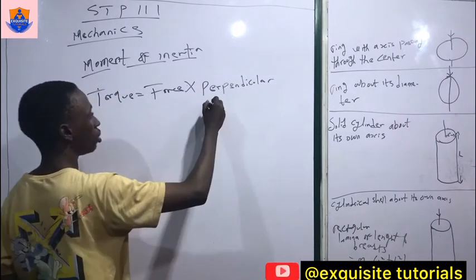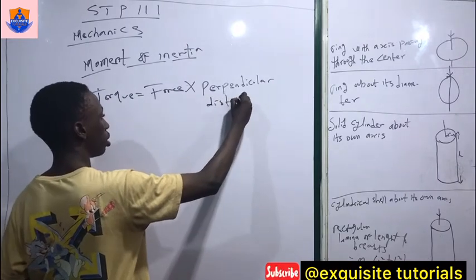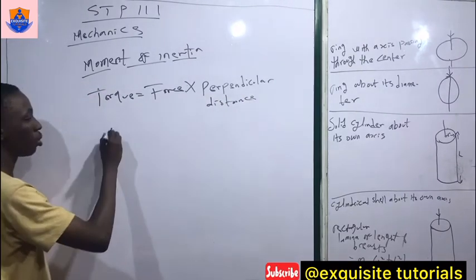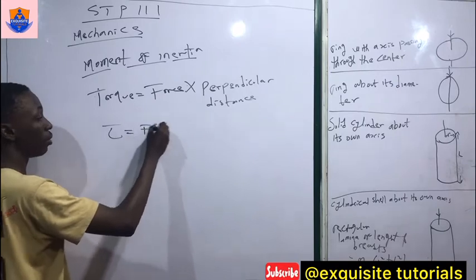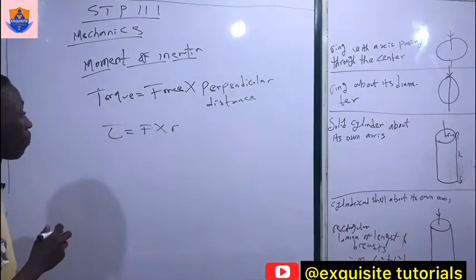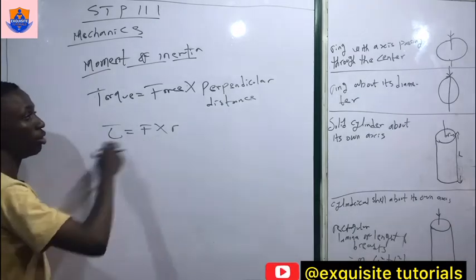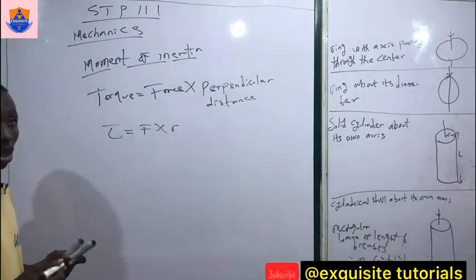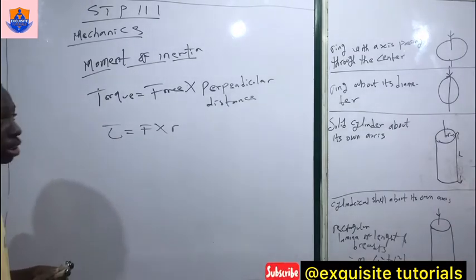Torque is equal to force times perpendicular distance. So torque is equal to F times what? R. Torque is equal to F times R.